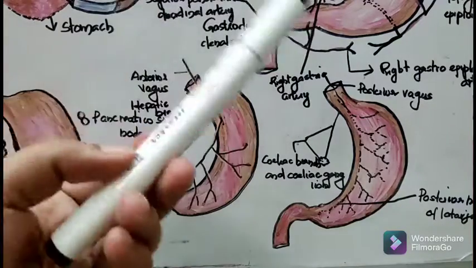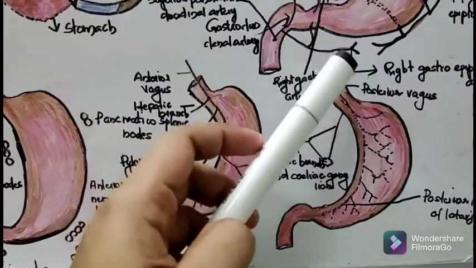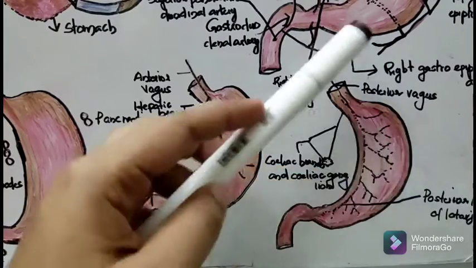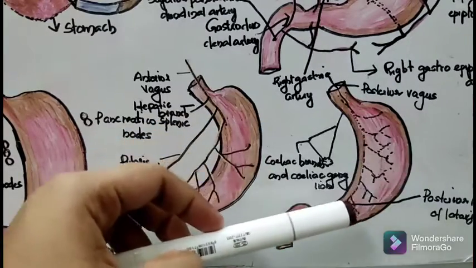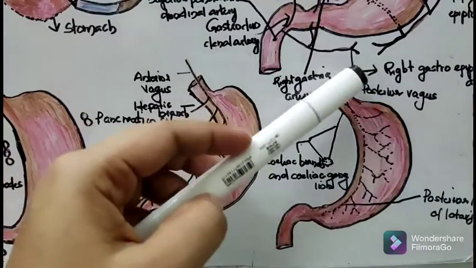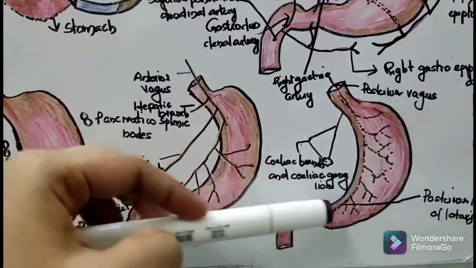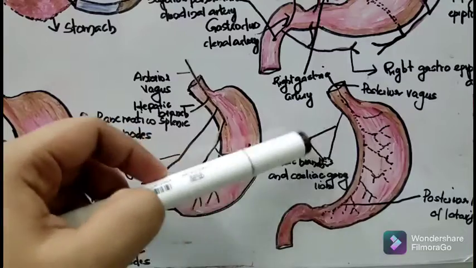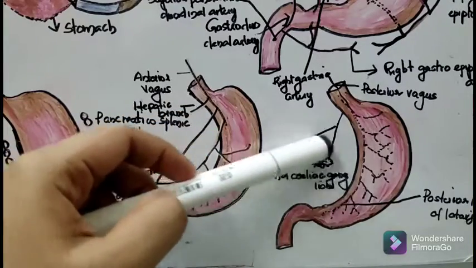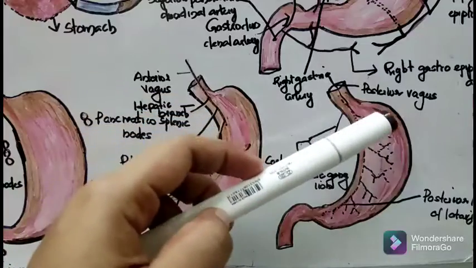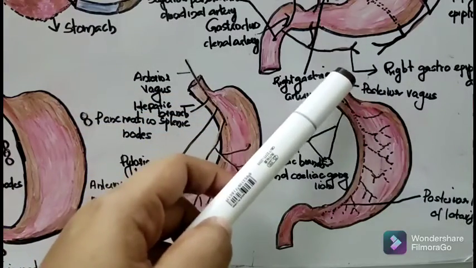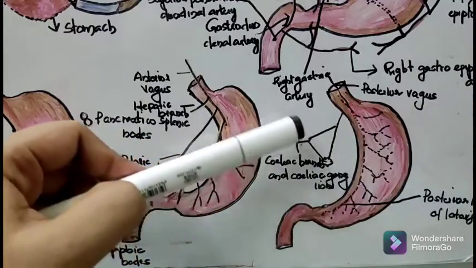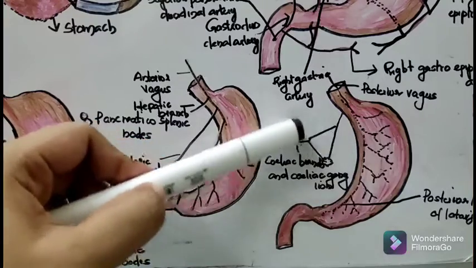Next is the posterior gastric nerve. The posterior gastric nerve forms several smaller branches, which supply the fundus, body, and also the pyloric antrum. That is the posterior surface of the fundus, body, and also the pyloric antrum. And it forms a large branch for the celiac plexus.